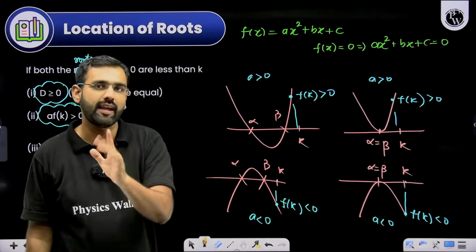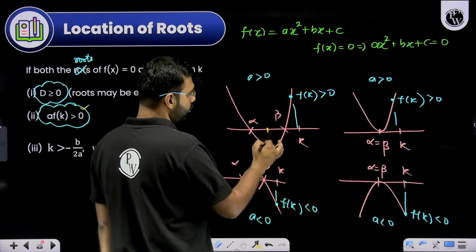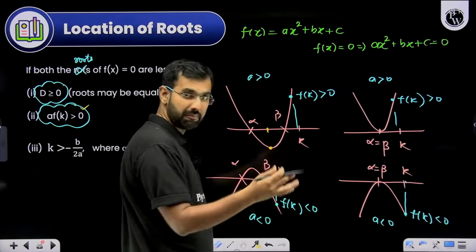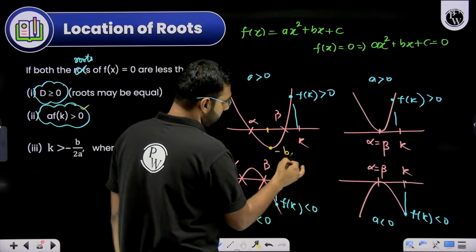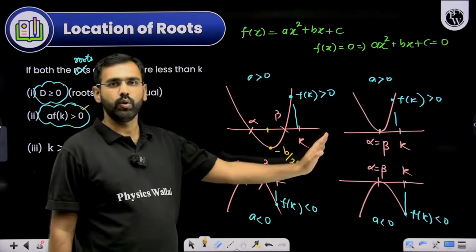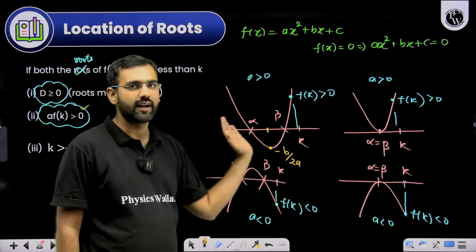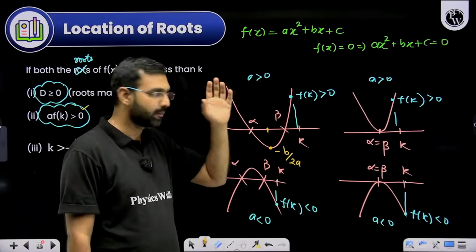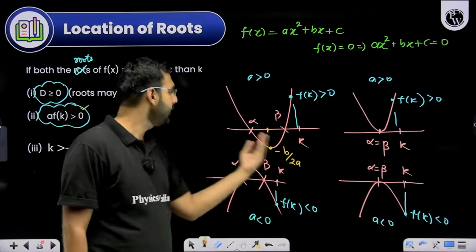That segregator can be introduced if I introduce one more point, exact middle of alpha and beta, which is the vertex, which is alpha plus beta by 2, which is nothing but minus b by 2a. So if k is greater than minus b by 2a, it is supposed to lie on the right of minus b by 2a. And if I'm saying that f of k is positive with a being positive, then this will be somewhere here only, not here.